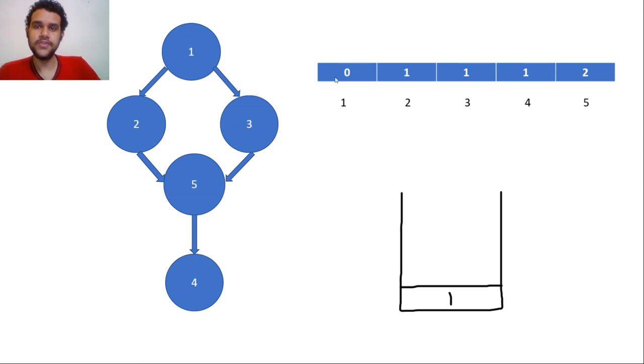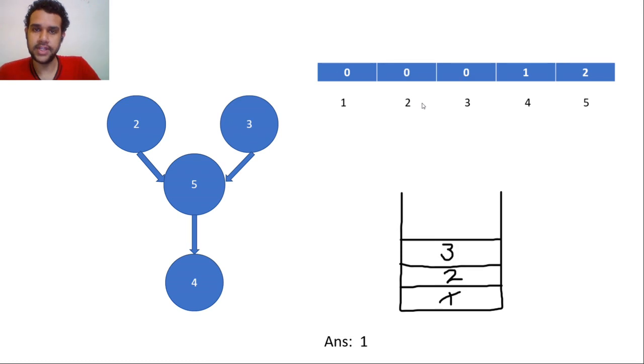So we traverse through this array and we find out that the in degree of 1 is 0, so we add it to our queue. Next we remove it from the queue, and then we update the value of 2 and 3, which are the adjacent nodes of 1, and we decrease them by 1. So after doing that, the in degree of 2 and 3 also becomes 0, so we add it to the queue. Next we remove 2, so the in degree of 5 becomes 1 from 3. We remove 3, the in degree of 5 becomes 0, we add it to our queue.